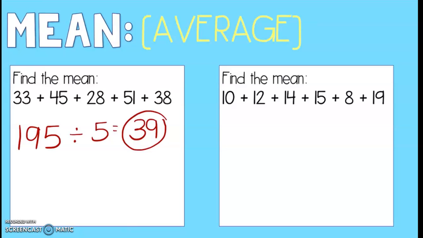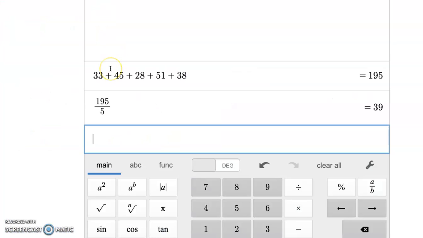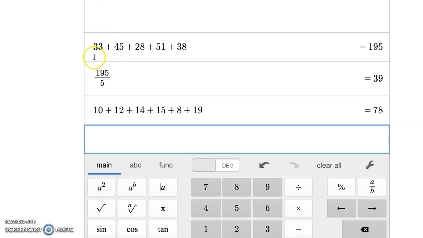Okay, let's try it again. Find the mean. Again, when we're finding the mean, the first thing that we do is add them all up. Then we divide by how many there are. Pull out my calculator here. We have 10 plus 12 plus 14 plus 15 plus 8, I'm sorry, it was just an 8, plus 19, and we get 78.